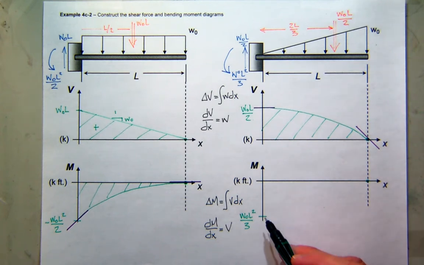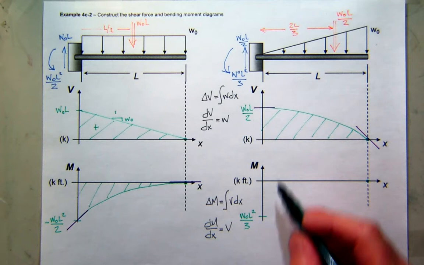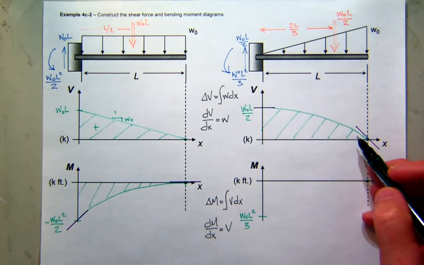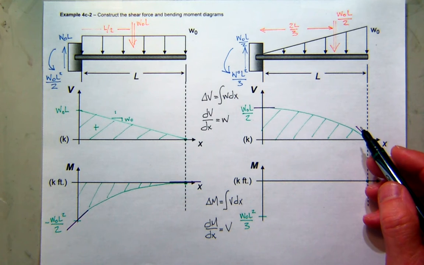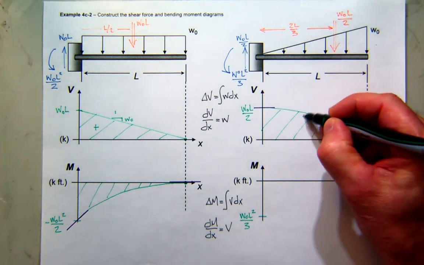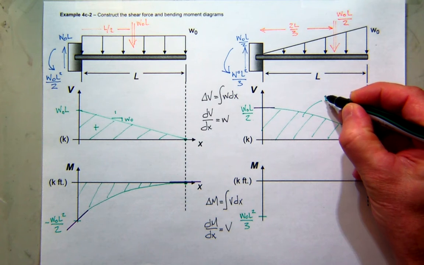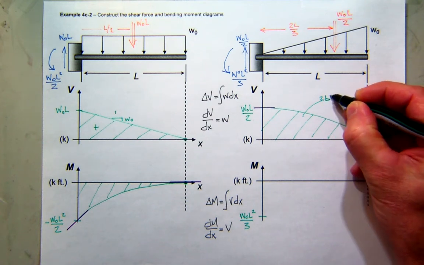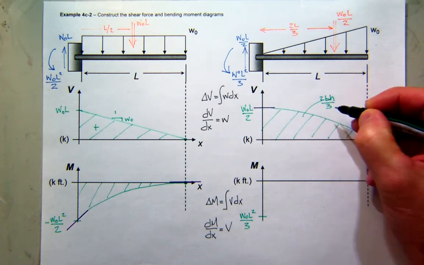Now, the change in moment here should be given by the area of this curve. Now, that's where it gets a little tricky, because most of you probably don't remember the general area of a parabolic curve. It just happens to be 2 base times height over 3.